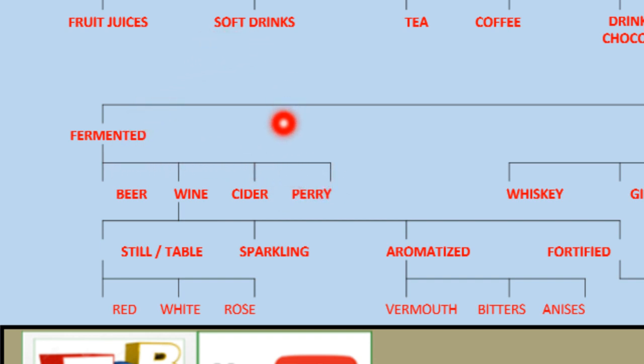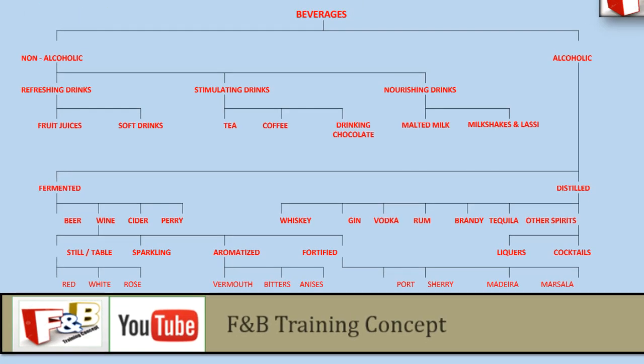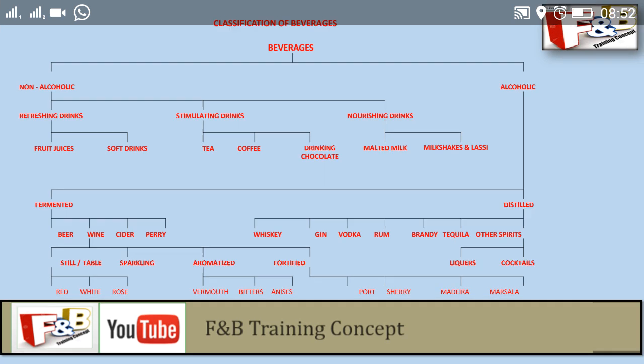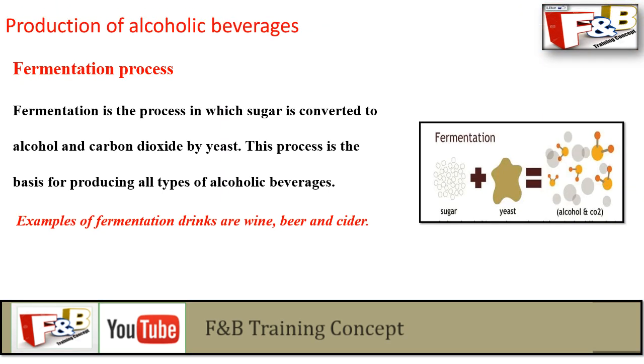Today we are going to be looking still at the process of fermentation, but we're going to go from here. We're going to pick up wine, and then we're going to discuss still or table wines, sparkling, aromatized wines, and fortified wines. That is what you're going to be looking at today. Okay, let's proceed with the slides.